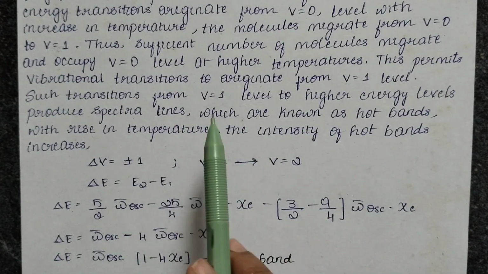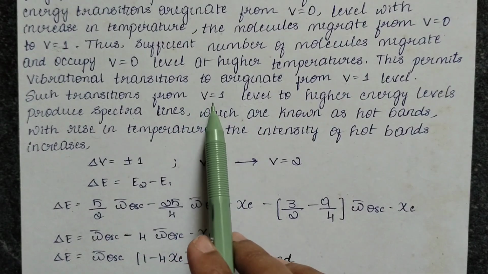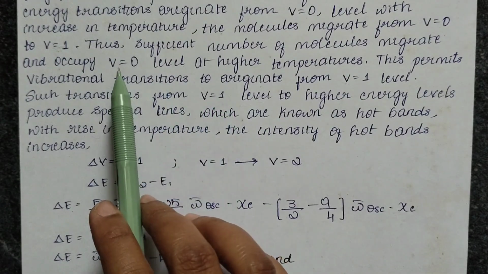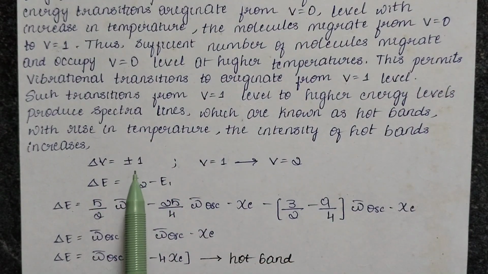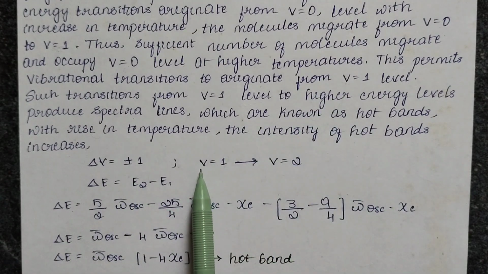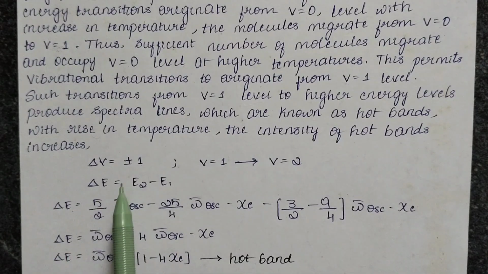But here in the case of the hot band, we can see that the transition will initially occur from V is equal to 1 and not from V is equal to 0, and therefore delta V will be equal to plus or minus 1. So here also the transition will only be with respect to the adjacent band. That is, the transition we can see is from V is equal to 1 to V is equal to 2, and therefore to calculate delta E, we will take E2 minus E1.